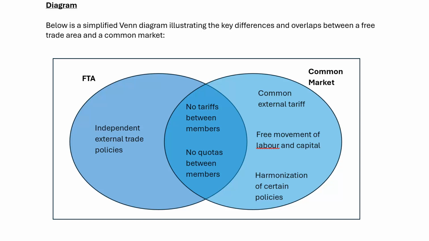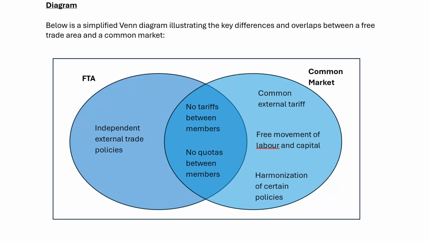Now, not sure if you know what a Venn diagram is, but it's pretty straightforward. You've got two circles with an overlapping bit in the middle. The overlapping bit shows the features that both circles have in common. On the left side, we have a free trade area depicted by the FTA abbreviation, and on the right, we have a common market. Now, in terms of the common features, which is the overlapping bit, both have no tariffs or quotas between members.